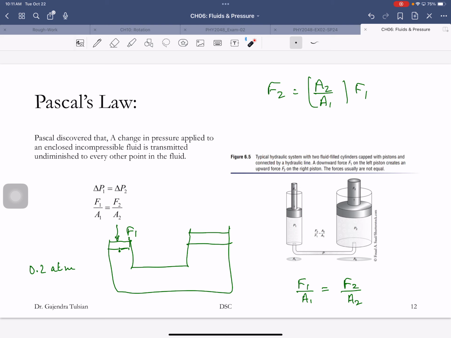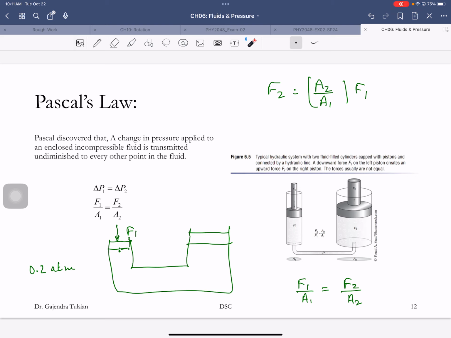Okay, that's how cars are lifted in a mechanic shop. So this is a hydraulic lift. You push with a small force, and you lift a heavy object. Okay. When you're sitting on a dentist chair, the dentist has this foot pedal. He's pushing down on this piston, and the patient in the chair is being lifted by that piston. Okay. Did you guys understand that? So this is a force multiplier.